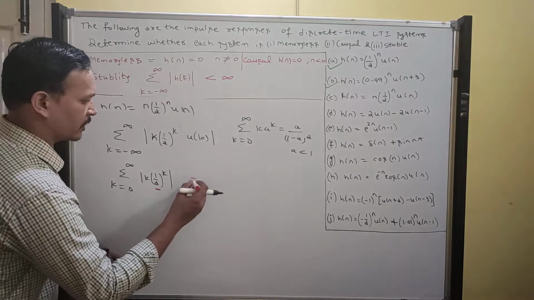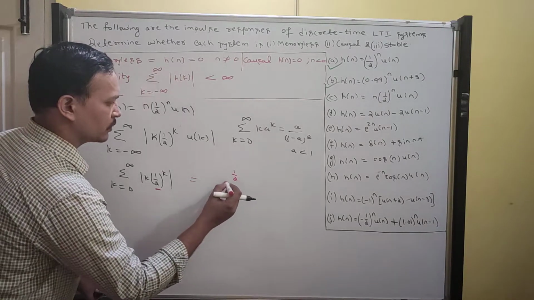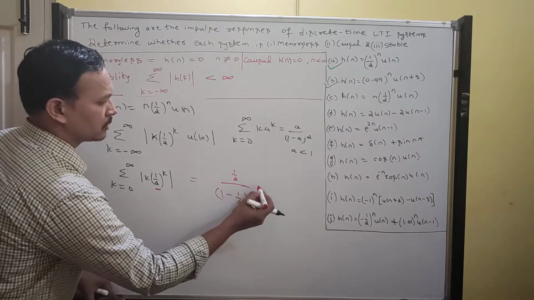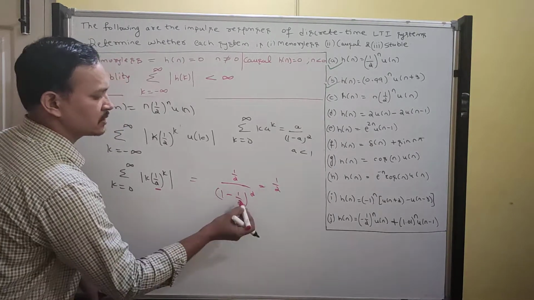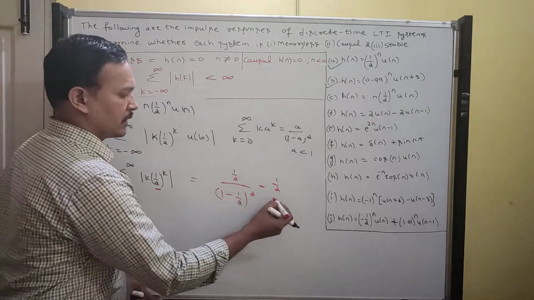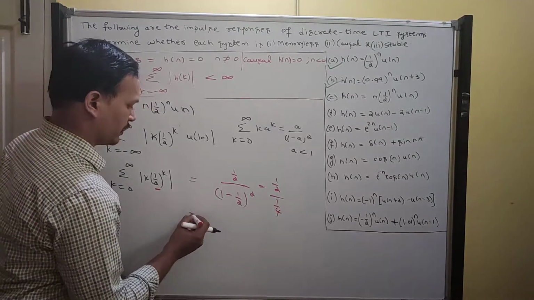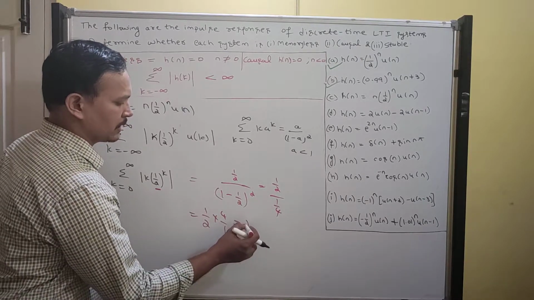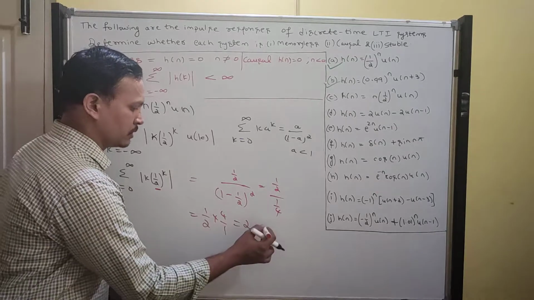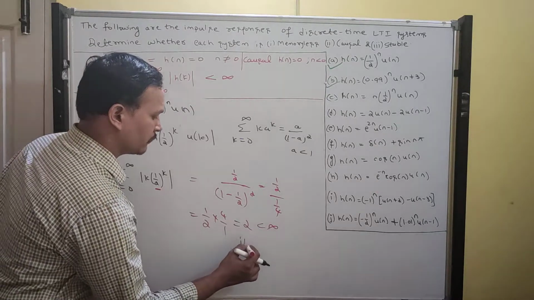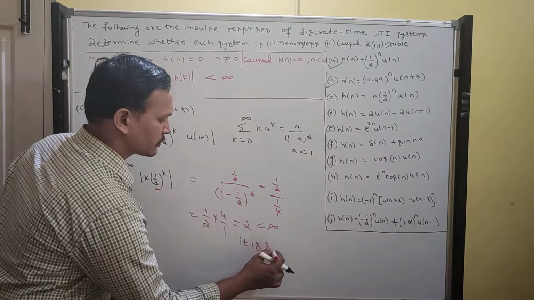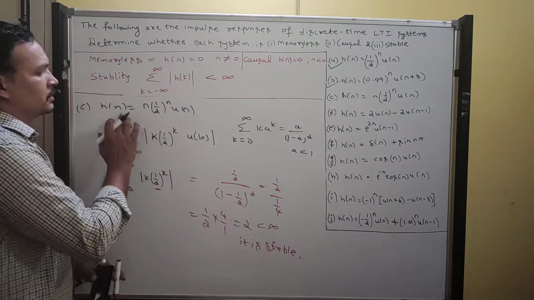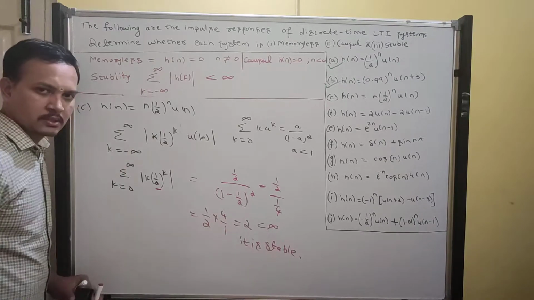So I am applying the formula. The a value is 1 by 2 divided by (1 minus a) whole square. 1 minus half is half. Half square is 1 by 4. Further, 1 by 2 into 4 by 1, this you will get answer 2. And 2 is less than infinity. Therefore, I can say the given impulse response is stable.